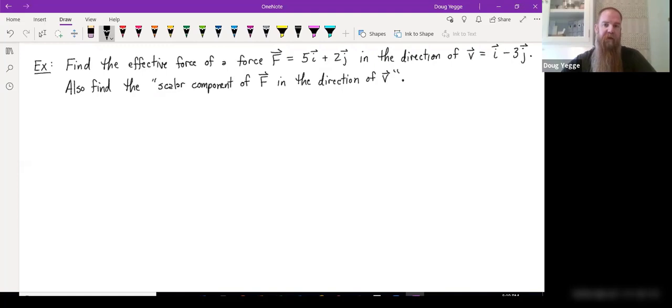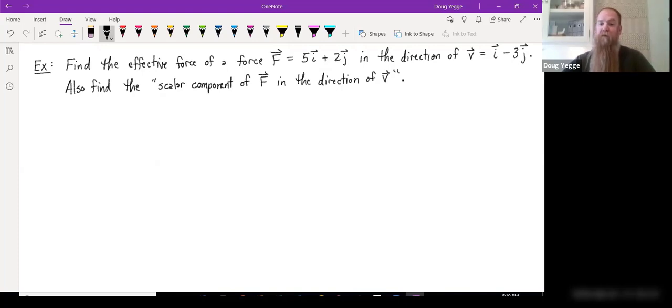First of all, it says find the effective force of some force given, called F, in the direction of V. So you can picture that as the wagon. The girl pulling the wagon is F, but the direction that the wagon is moving is V. So what we're doing there is actually finding a vector, finding a force called the projection. Then it says also find the scalar component of F in the direction of V. That's a fancy way of saying find the magnitude of the projection.